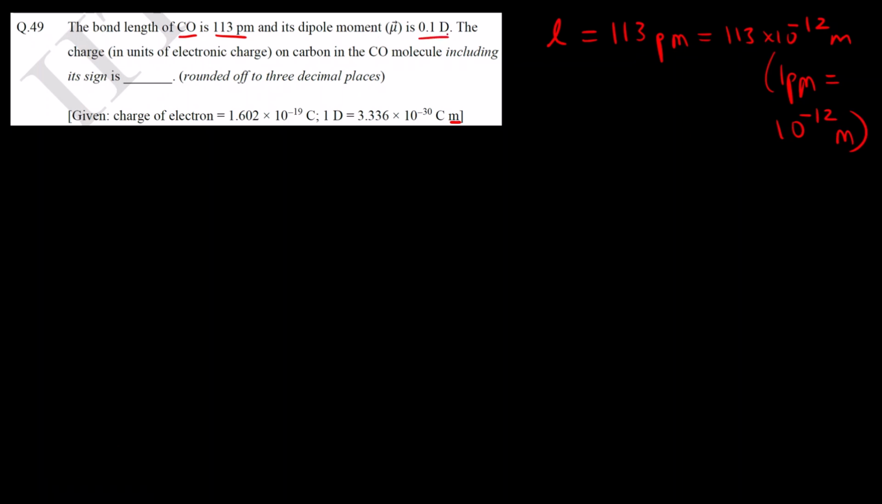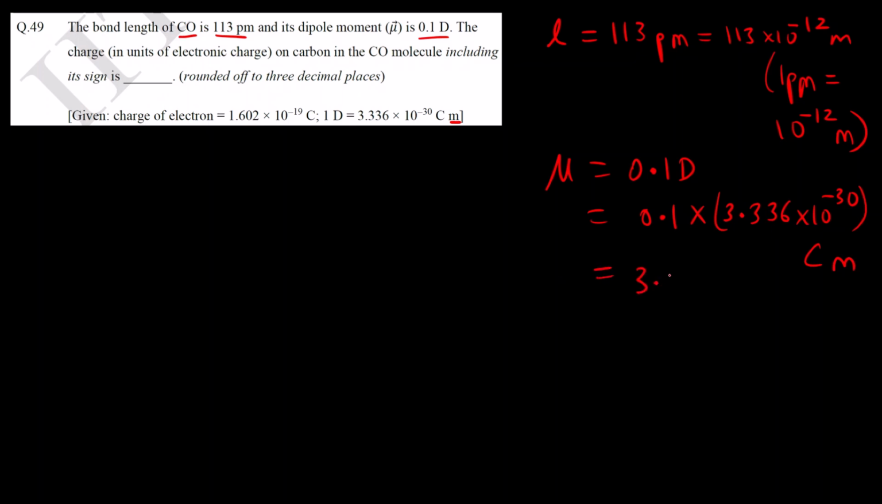Next, what is given? Dipole moment mu is given as 0.1 Debye. Now this Debye also we will convert into coulomb meter. So that will be 0.1 into 3.336 into 10 raised to minus 30 coulomb meter, since 1 Debye is that. Okay, so that will be how much? 0.1 is 10 raised to minus 1.